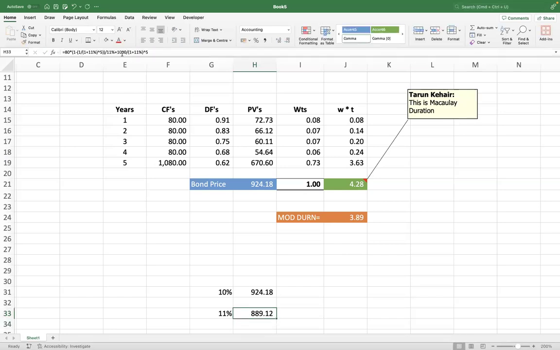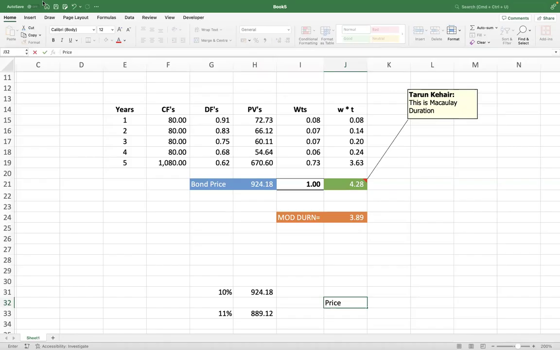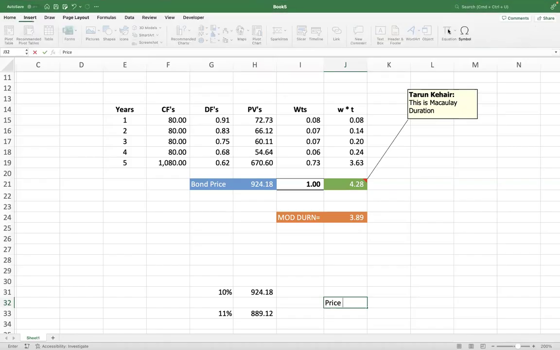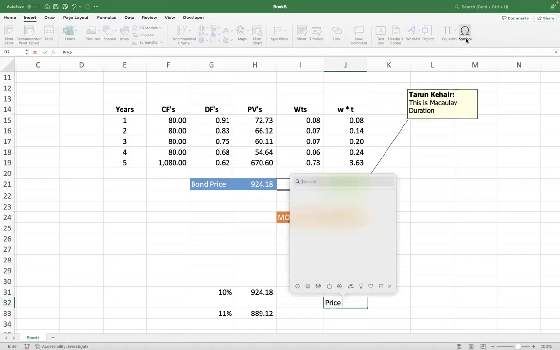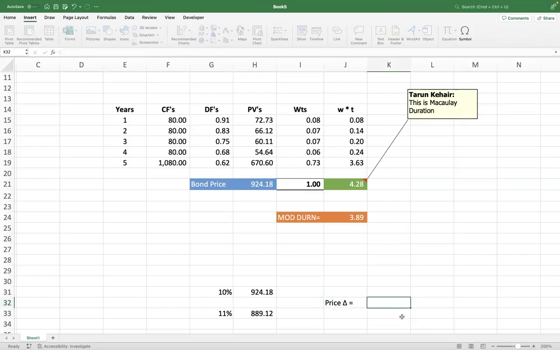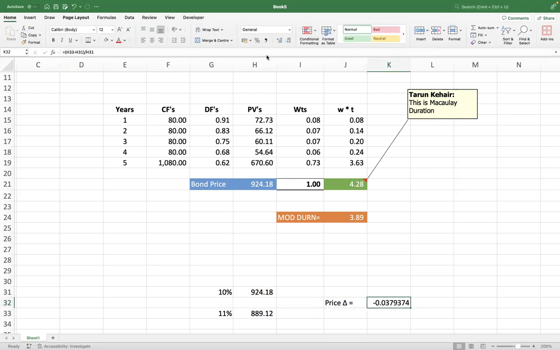So what do I get as the price? 889.12. Now, can we check the price delta? What is the price delta? Did you check here? Is it 3.89%? Check किया आपने? You can check it. So the price delta is equal to new price minus old price divided by old price as a percentage. कितना आ रहा है? Is it actually equal to 3.89%?